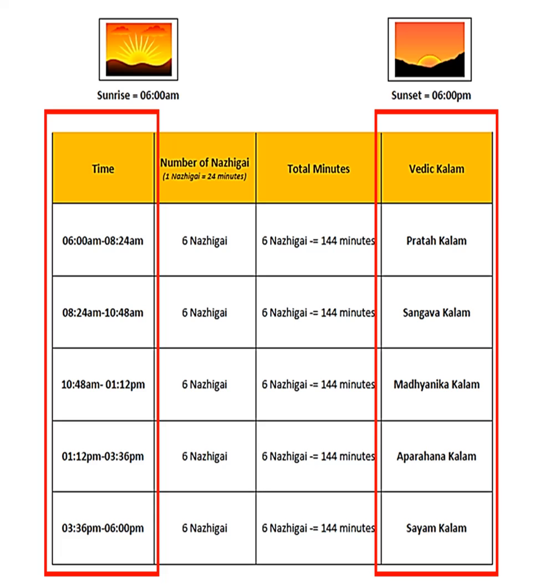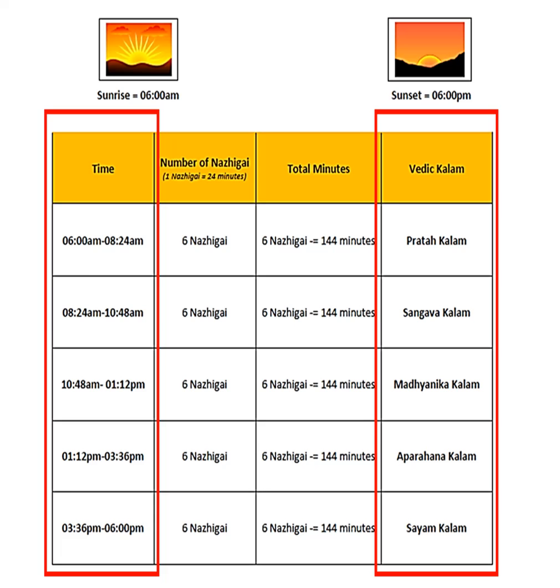Let's take an example that in your city the sunrise happens at 6 a.m. and the sunset on the same day happens at 6 p.m. So we have 12 hours. These 12 hours have to be divided into 5 parts, and thus we get 5 Vedic columns which have different names. Each of these 5 columns is composed of 6 nadikas, or nadihai as we call in Tamil, or ghatika in Hindi.